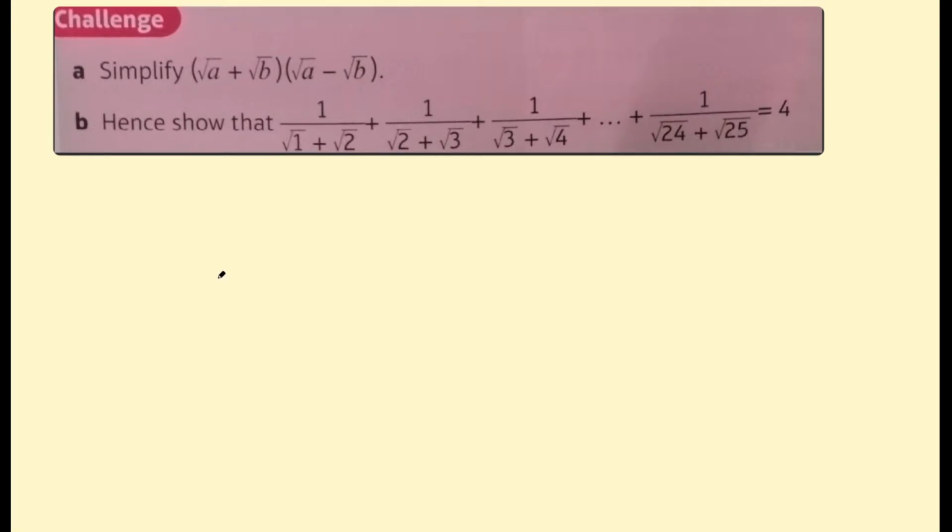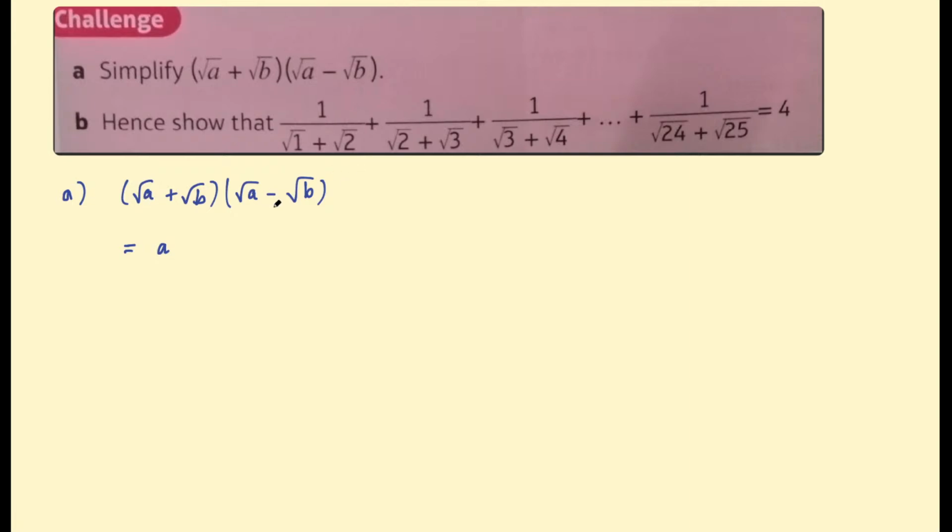Okay, so clearly this part A is trying to give us a clue about part B, so let's go ahead and do part A first. So we've got the square root of A plus the square root of B multiplied by the square root of A take the square root of B. Okay, so let's expand these out as we would normally expand double brackets using FOIL. So multiply the first terms. The square root of A times the square root of A is just A.